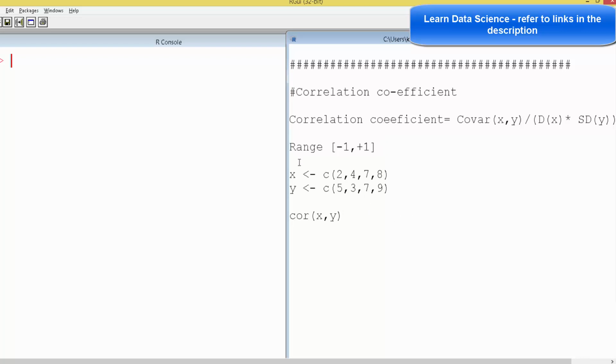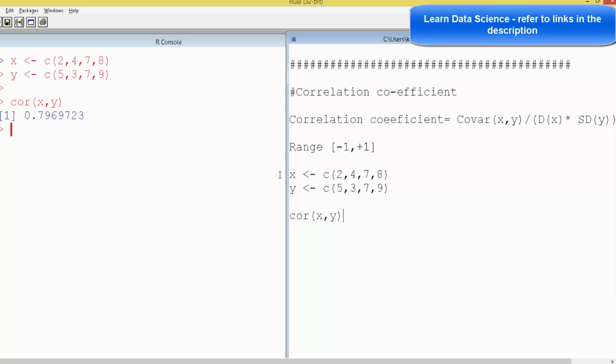It can be for more than two variables, but correlation coefficient is normally used for just two variables. It can also be multivariate correlation, but that's different. So what we do first is we define two numerical variables x and y, and then we will use the built-in function cor. We'll provide x and y as the parameters to this function, and then we'll get the correlation of these two variables.